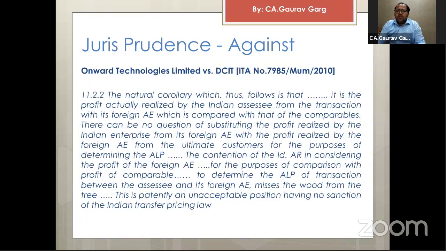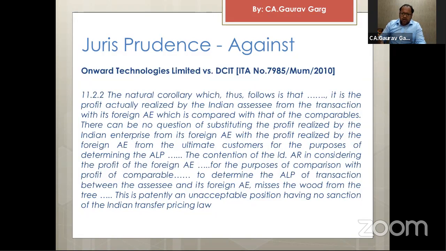The contention of the learned AR in considering the profit of the foreign AE for the purposes of comparison with the profit of comparables to determine the ALP of the transaction between the SSE and its foreign AE misses the wood for the tree. This is patently an unacceptable position, having no sanction of the Indian transfer pricing law. So the Mumbai tribunal, in the case of Onward Technologies, simply rejected it. The Mumbai tribunal observed that the Indian law does not permit you to take foreign AEs as the tested party, and one should take only the Indian company as the tested party.